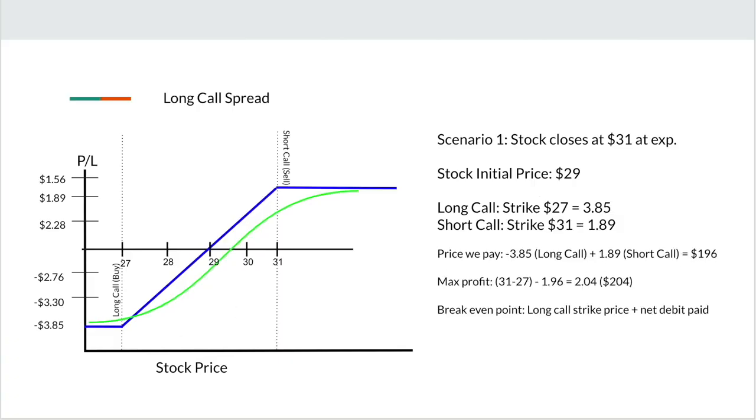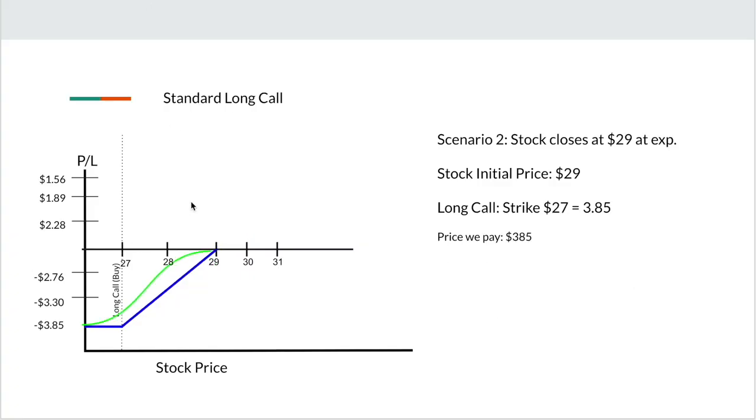And you can play around with the numbers, guys. This is just a standard example I'm showing you. I'm going to be showing you multiple examples on my actual trading platform in just a second. But just so you know, long call spreads are going to be riskier because the bottom line is higher. The amount that you could lose is going to be higher, which is what we're going to talk about in scenario 2. This is if the stock does not make it to $31 at expiration.